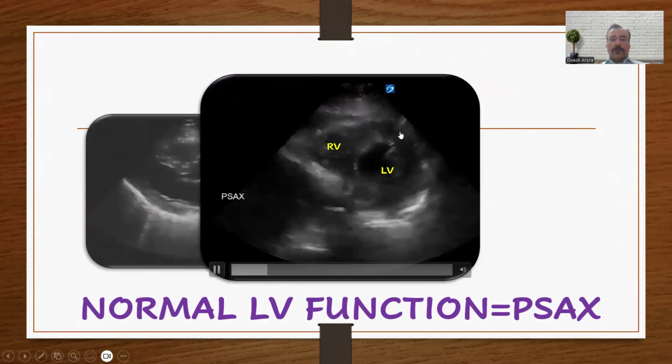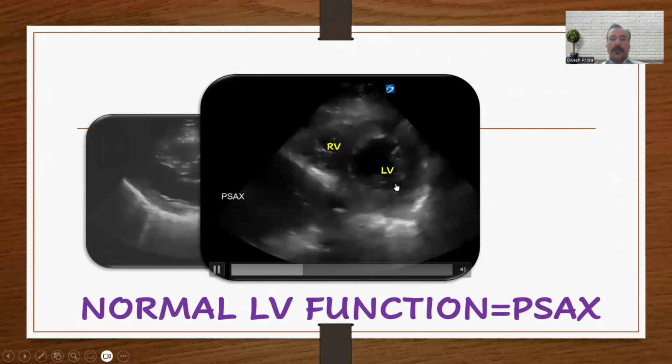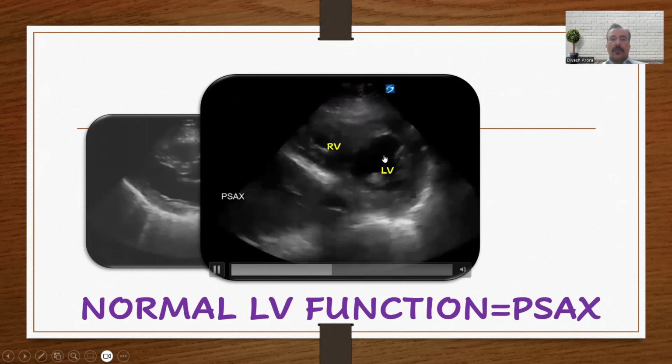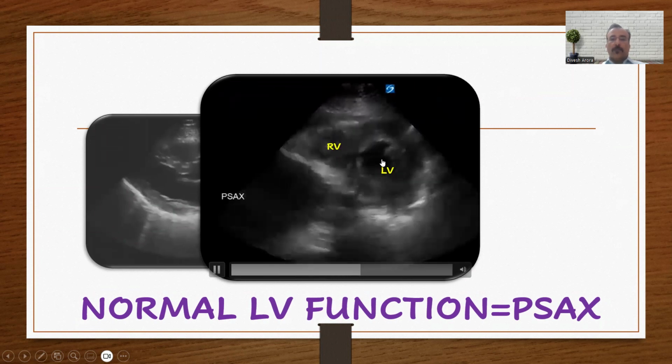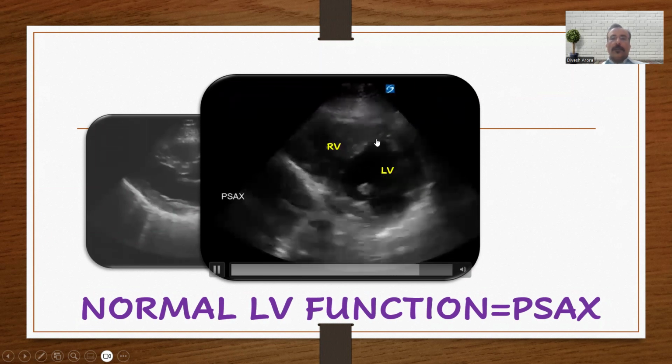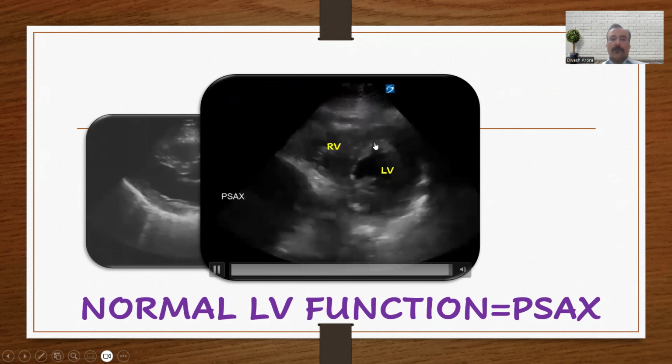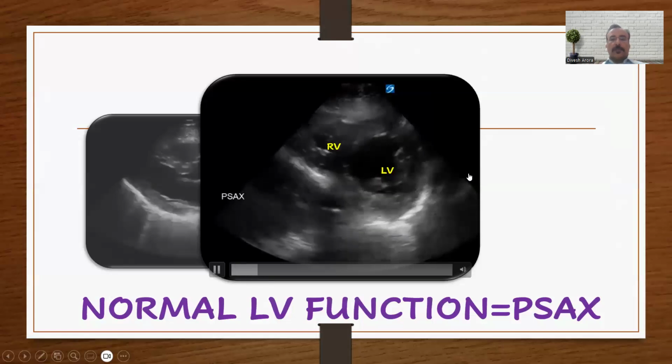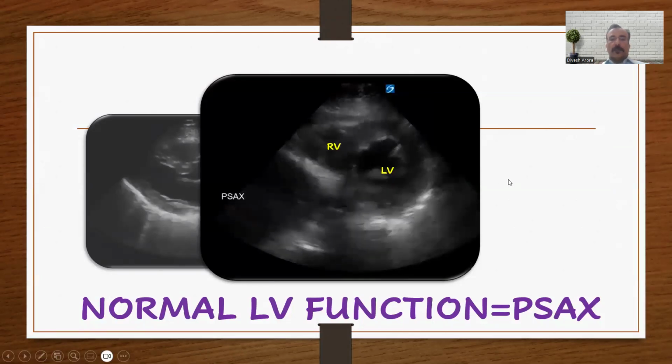Now, how do these findings appear in parasternal short axis? Again, we can observe the entire left ventricular endocardium squeezing with the contraction and moving towards the center of the cavity. Also, there is a thickening of the myocardium. So these findings suggest that the LV function is normal.